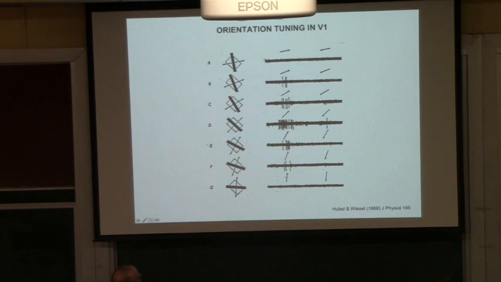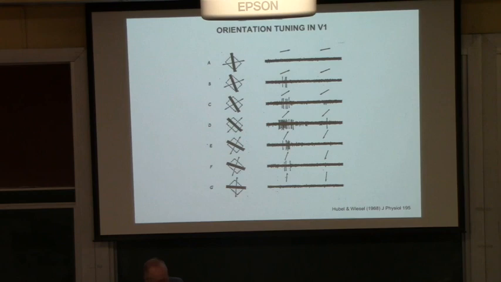So that's an example of orientation tuning, maybe the most famous property of neurons in V1. But again, why orientation tuning? What does this gain the visual system? What does it have to do with the goals of the visual system? That is compression, explicit representation, and stability.